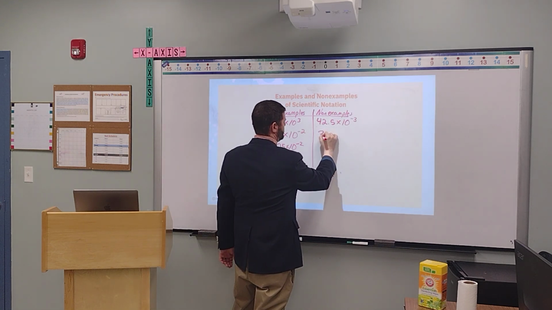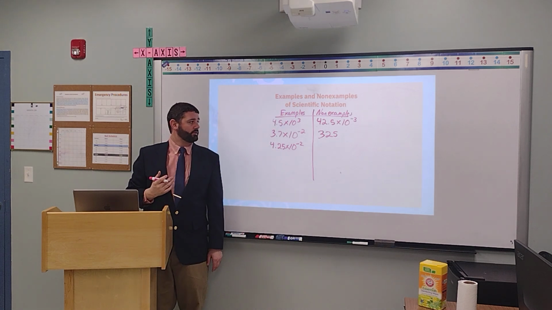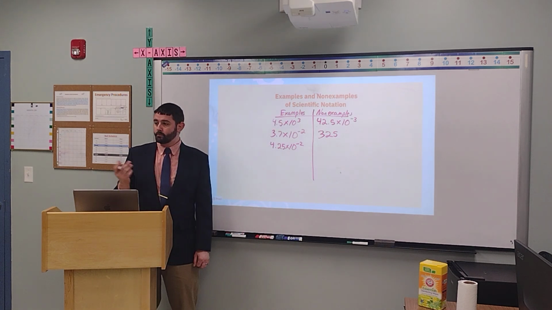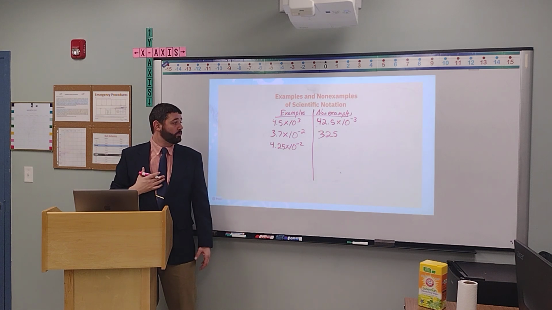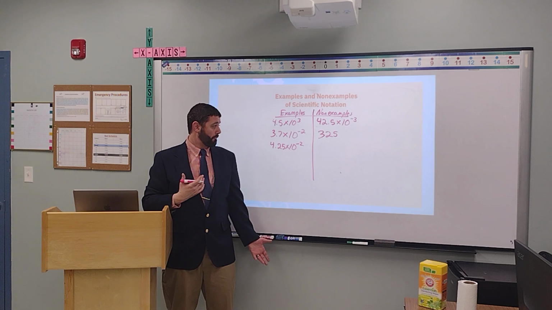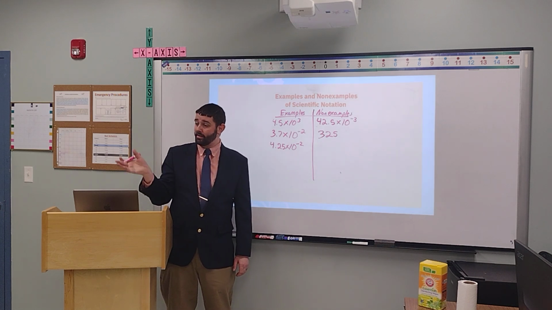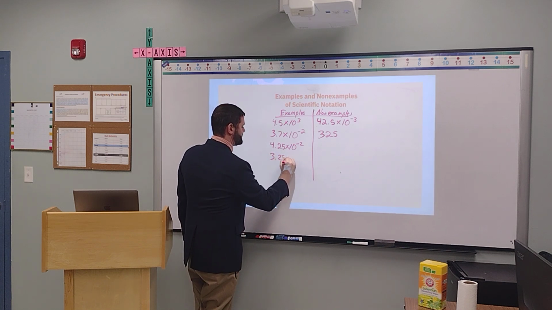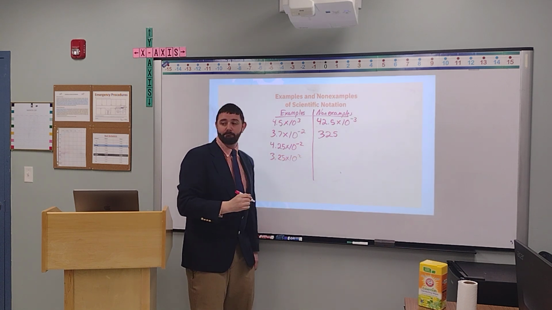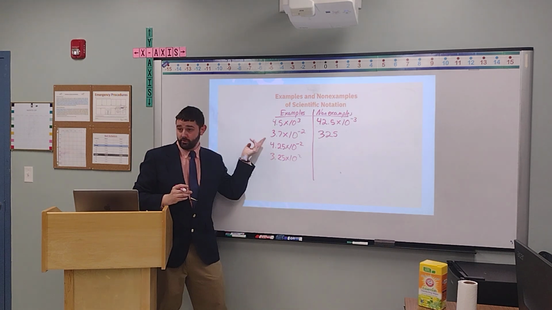What if I just wrote the number 325? Why is that not in scientific notation? Scott? Right, there's no multiple of 10. Right? What else would we need to do with this number? Yeah, you'd have to move the decimal, wouldn't you? You'd have to have that decimal behind the 3. So this would be 3.25 times 10 to the second power. Right. And I'm going to show you guys how I'm getting these numbers here in just a moment.